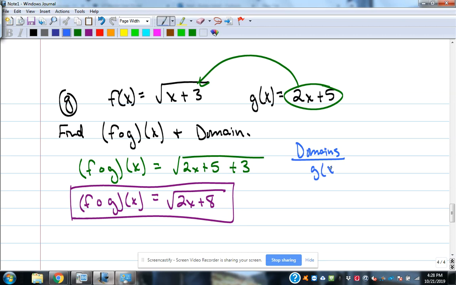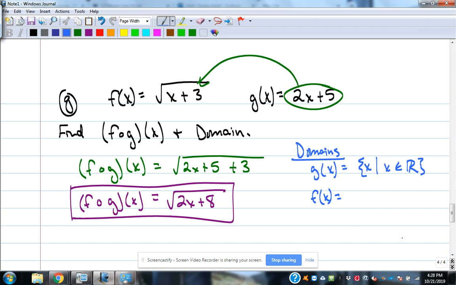The domain of g of x. Remember, we start with the second one. Are there any restrictions on g of x? Any red flags coming up for g of x? No, it doesn't have any fractions. It doesn't have a square root in it. So it's all x's as long as x is a real number. So no restrictions on g of x. f of x, however, you've got a restriction.